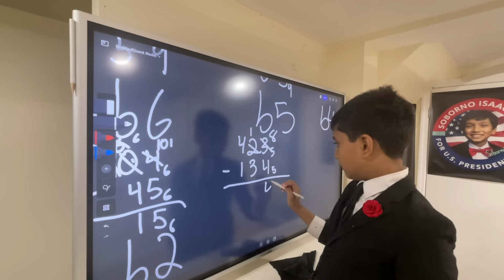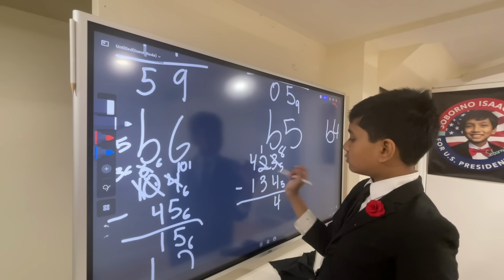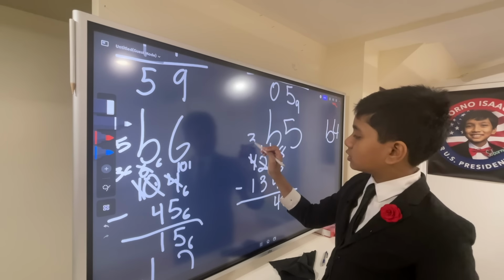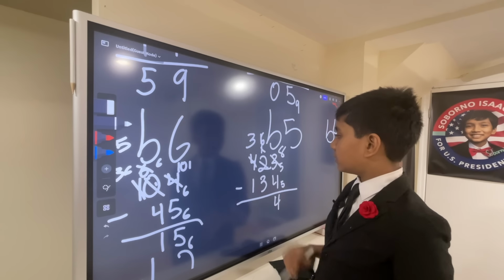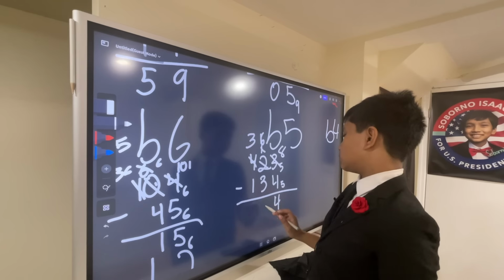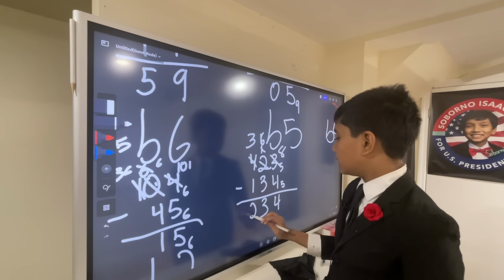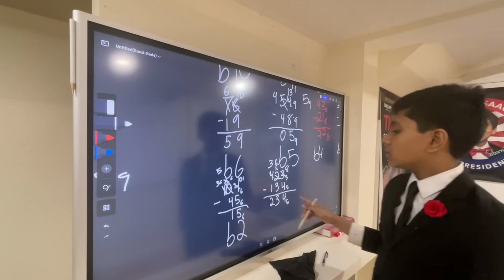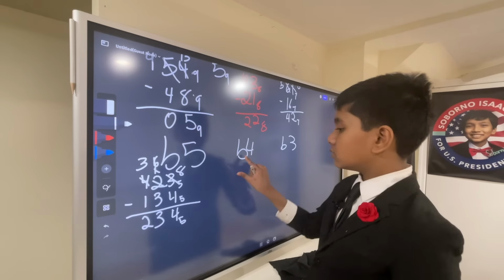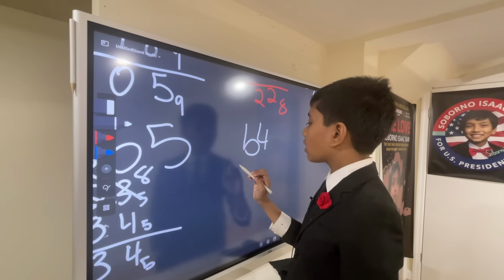8 minus 4 is 4. 1 minus 3 is, again, not going to work. So we're going to make this 3. We're not going to add 10, but rather 5. 6 minus 3 is 3. 3 minus 1 is 2. 234 base 5.